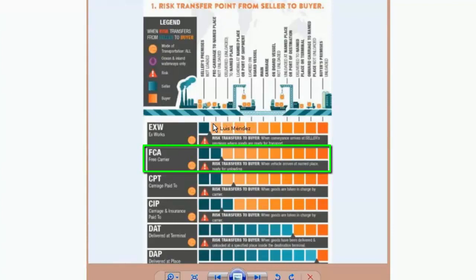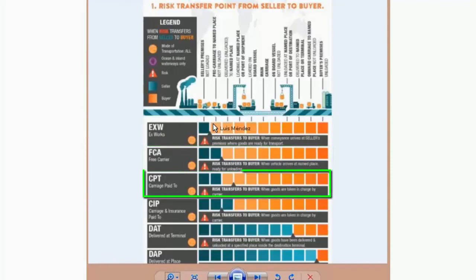Let's continue. Then we have the CPT. The CPT is the carriage paid to. It means that the risk transfer to the buyer happens when the goods are taken in charge by the carrier. So once the goods, in this case my pen, is taken in charge by the carrier, the buyer's carrier, that's when the risk transfer happens.